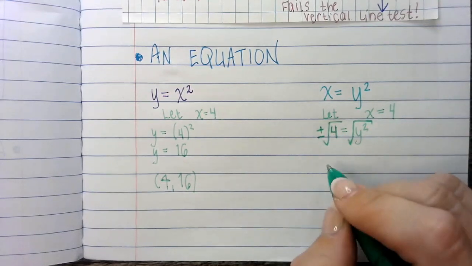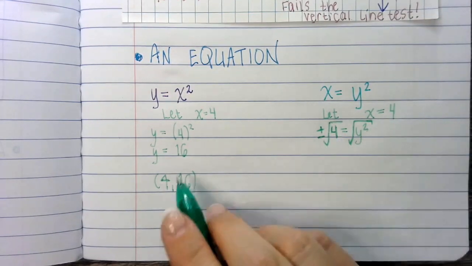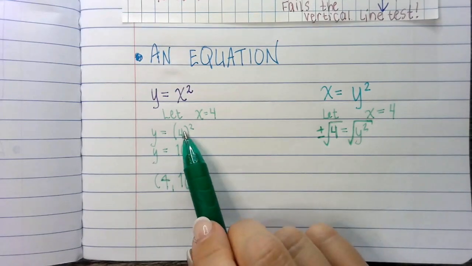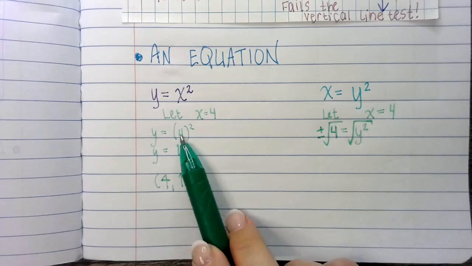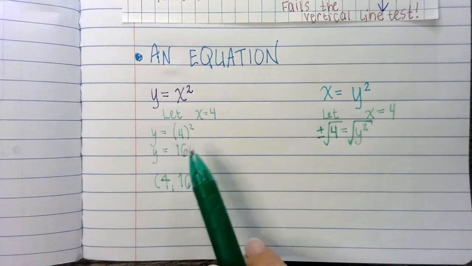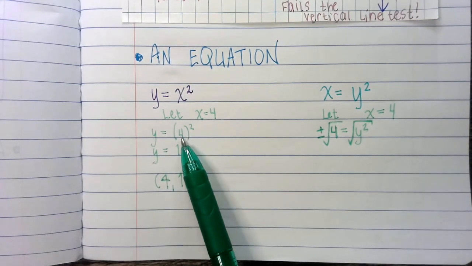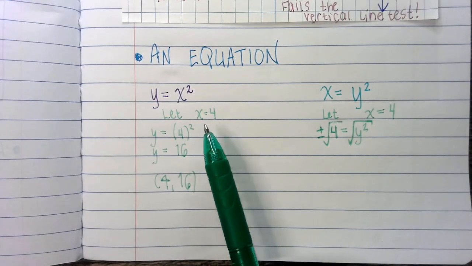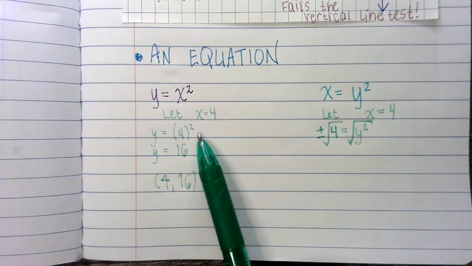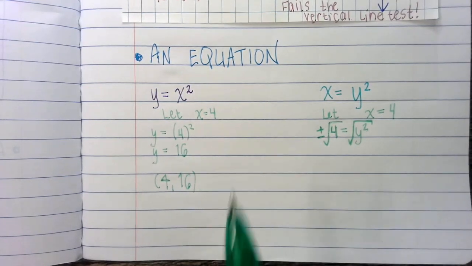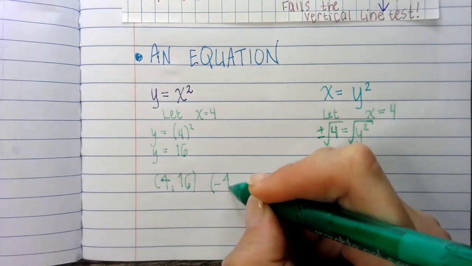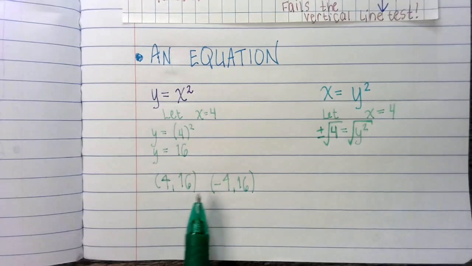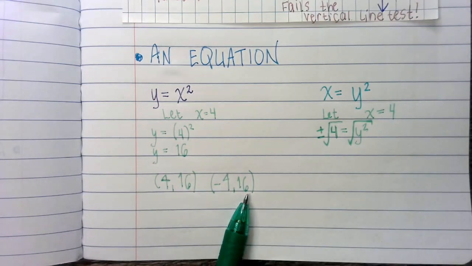Now, what do I mean by both answers? When you multiply something by itself and get a positive answer, you could have multiplied a positive number by itself and gotten positive 16. We also could have multiplied a negative number by itself, negative 4. What if my input was negative 4 instead? I would have negative 4 squared, which is still 16. So negative 4 also goes with 16. Is that okay? I have two different x values going to the same y value.